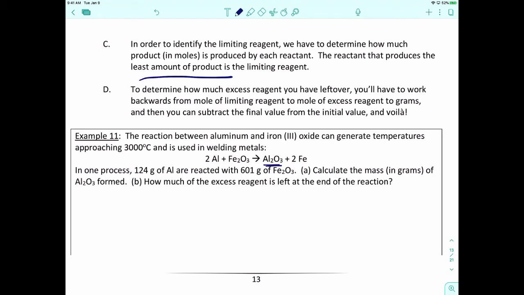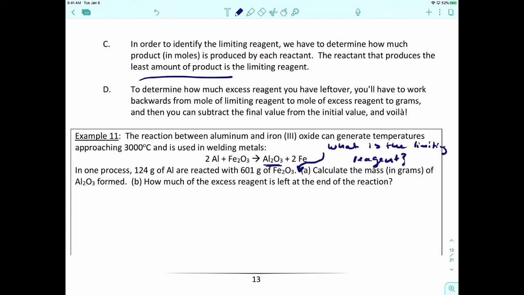So even though there's 2 distinct questions being asked here, there's actually a third one that's implied, and it comes right before part A. In order to answer part A, we have to answer this question: what is the limiting reagent? So that's our question. We need to answer that.